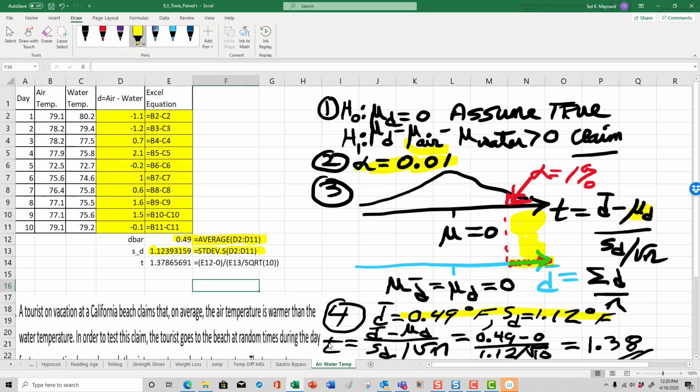And then we need the standardized test statistic, or the T statistic. D bar is the test statistic. The standardized test statistic is T. So T is D bar minus mu sub D, which is 0 from the null hypothesis, divided by S sub D over the square root of the sample size N. We have N is 10 matched pairs. So that's 0.49 degrees Fahrenheit minus 0 degrees Fahrenheit divided by 1.12 degrees Fahrenheit divided by the square root of 10.